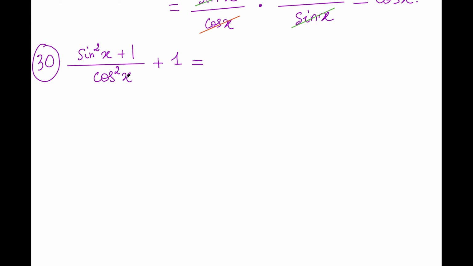I want to create the same denominator between the two. How about cosine squared x, because here I have over 1, right? So I'm going to have cosine squared as a common denominator between this expression and this expression. So I'm going to get sine squared x plus 1 over cosine squared. I'm going to write the 1 as something over cosine squared of x, right?